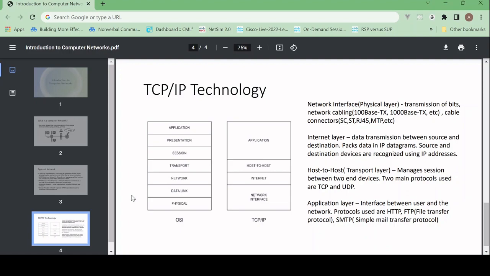Then we have FTP, file transfer protocol, and SMTP, that is simple mail transfer protocol. Simple mail transfer protocol is used for transferring mail between two devices, meaning sending or receiving any mail. So we use all of these protocols to take advantage of our computer network. And that is where the application layer comes into the picture. So these are all the layers of the TCP/IP technology.